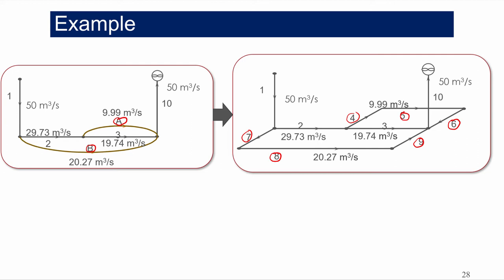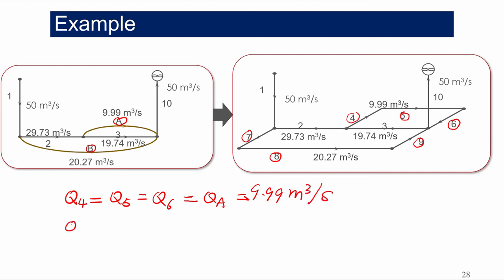Because they are in series, the flow quantity is the same as the equivalent airway. So Q4 equals Q5 equals Q6 equals QA equals 9.99 cubic meters per second. Similarly, Q7 equals Q8 equals Q9 equals QB equals 20.27 cubic meters per second. So now, this ventilation network is completely solved.